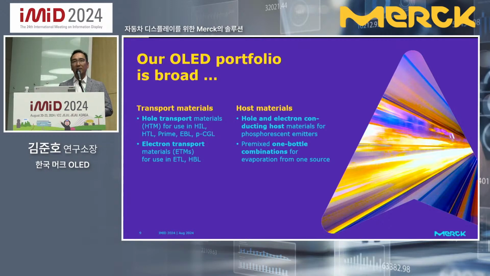So the OLED in automotive is not that big a difference. It's not that different from the display for mobile or TV application. OLED always requires higher efficiency, longer lifetime, and lower voltage. We are calling it internally the master triangle.